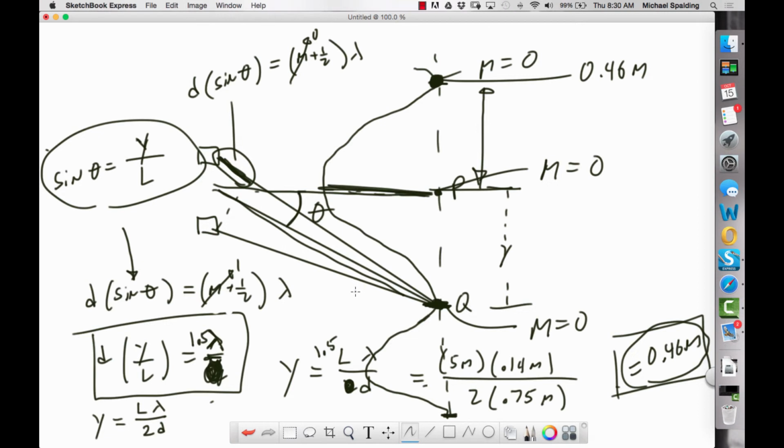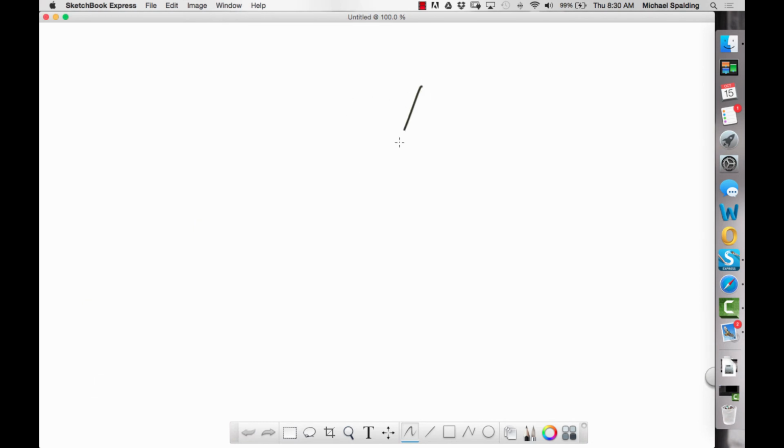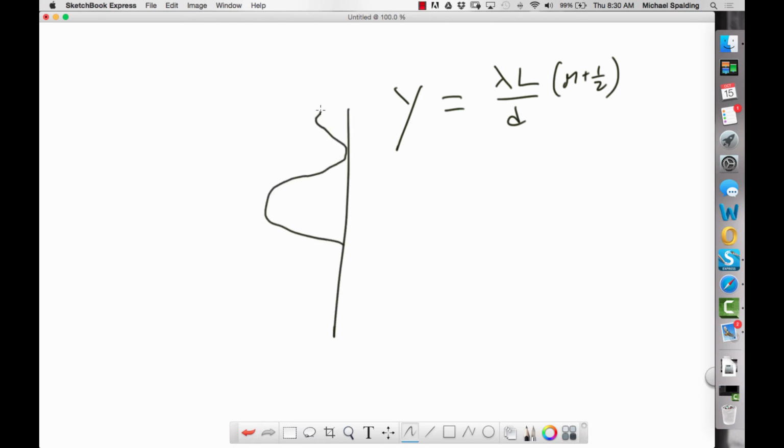All right, now last part. How would your answer to part B change if the two speakers were moved closer together? So to answer this, look at our equation. Y equals lambda L over D times m plus 1/2. That's pretty much the equation. So we get this pattern of loud in the middle, and then it gets quieter like that. This is our pattern. So the speakers are over here like this.